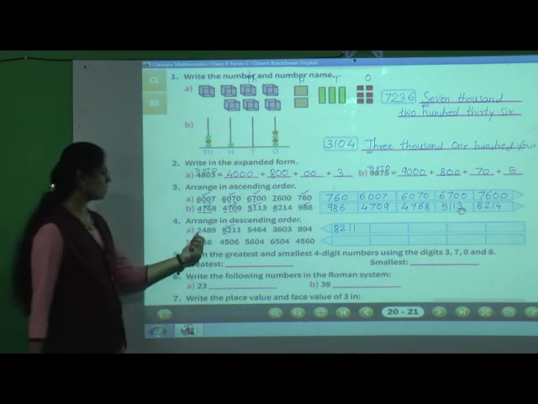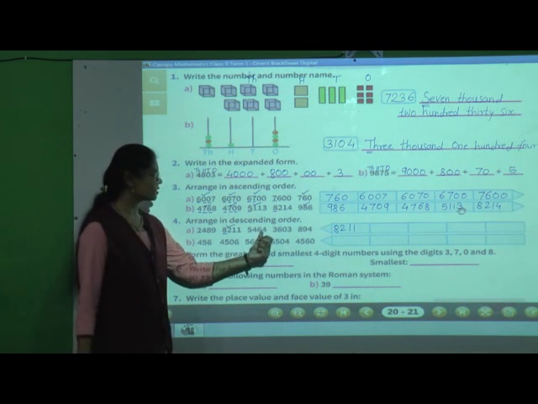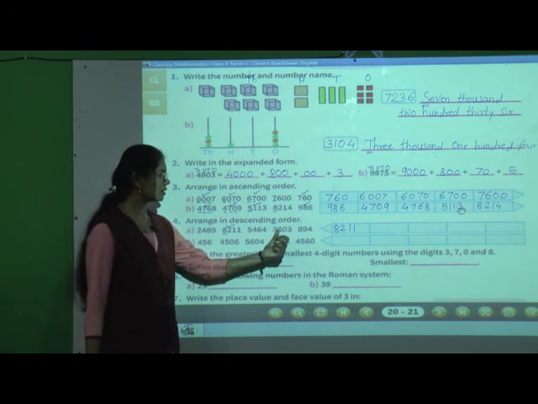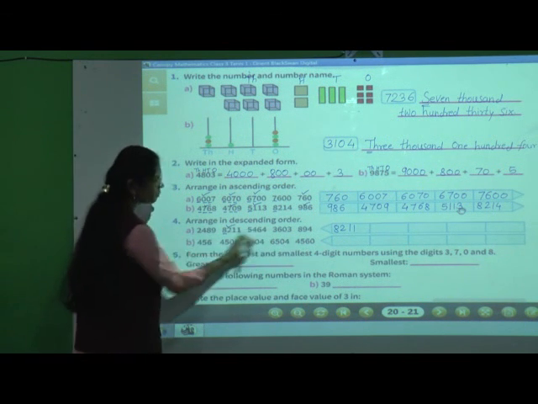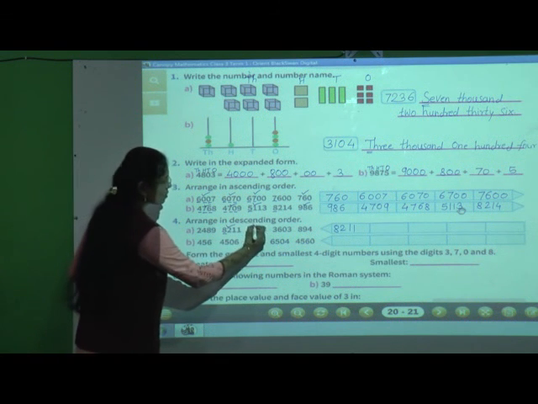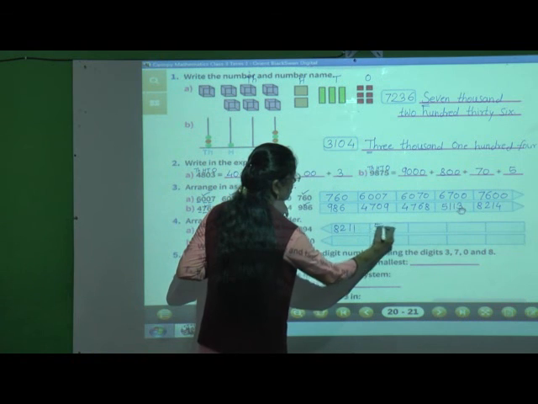Next, now 2489 and here 5464 and here 3603. Yes, of course 2, 5 and 3, in between 5 is greater, so we will write this number now, 5464.